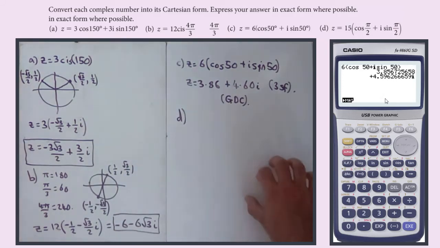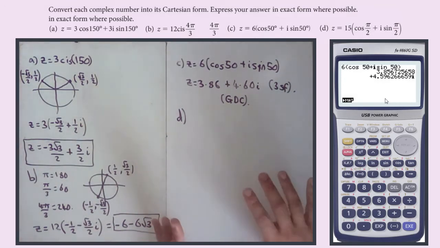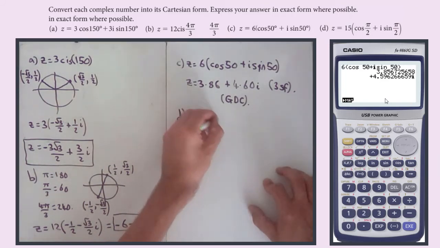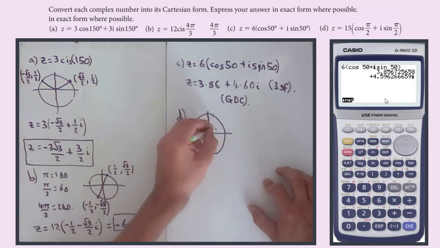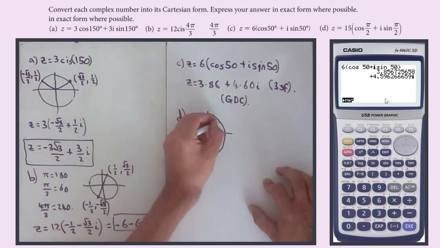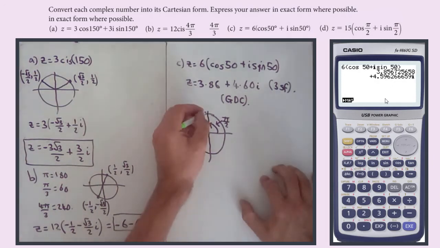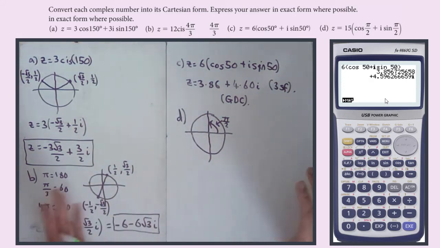Part D, we have z equals 15 cis pi by 2. So 15 cos pi by 2 plus i sine pi by 2. So draw a circle, find pi by 2. Well, pi by 2 is 90. So that is pi by 2 there, just there. And you can see with an angle of pi by 2, your number is purely imaginary, right? So actually, we don't need to worry about finding cos pi by 2 plus i sine pi by 2 when you can just see it.